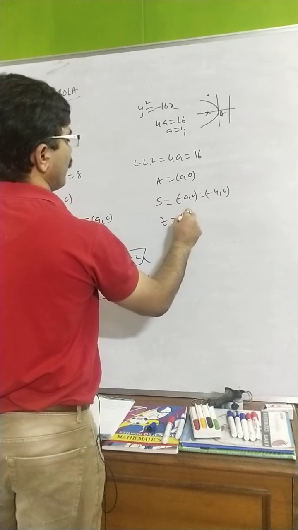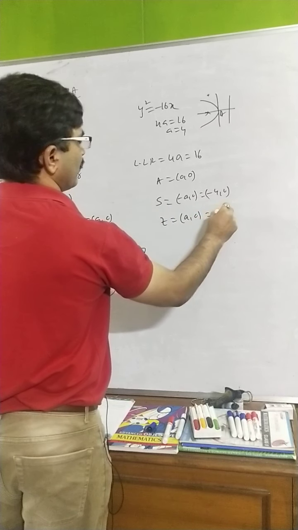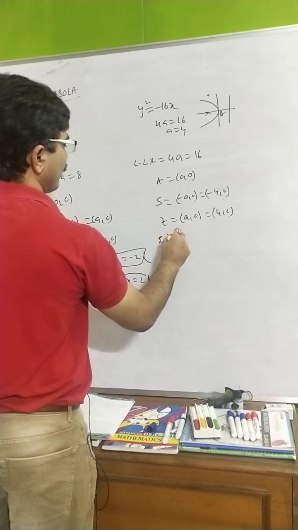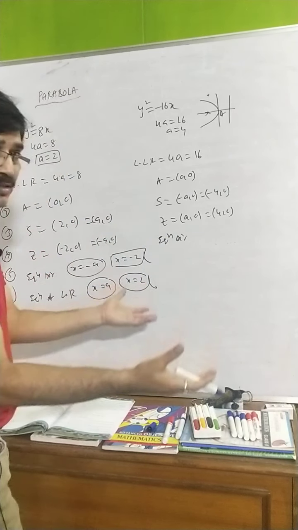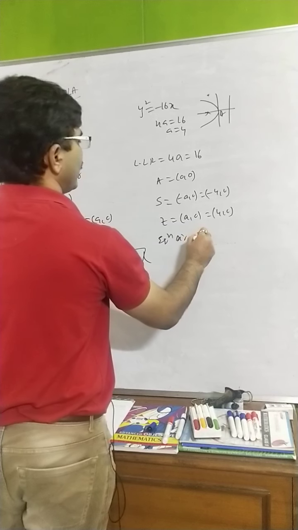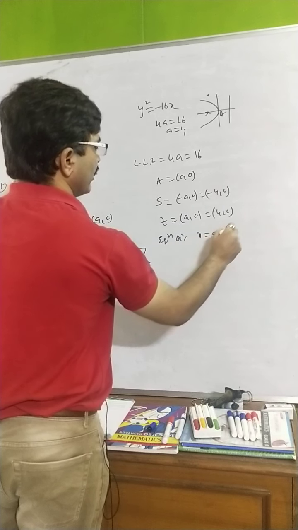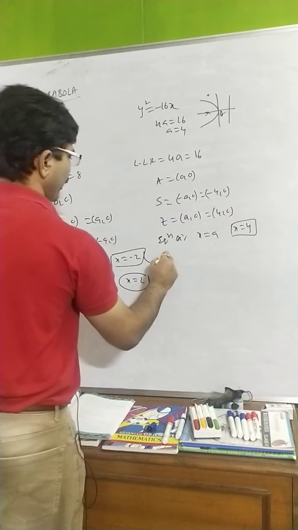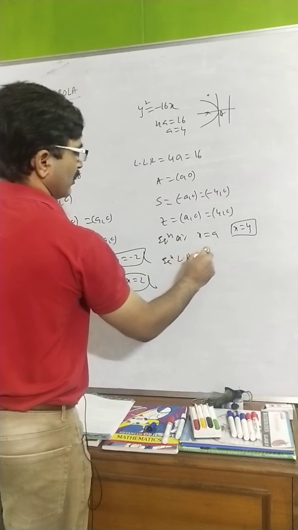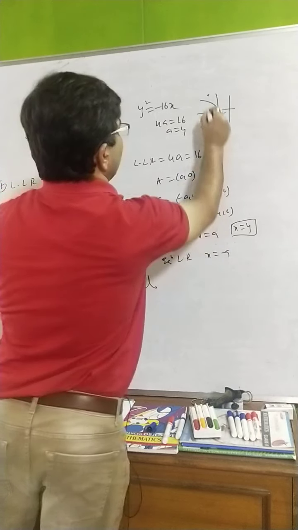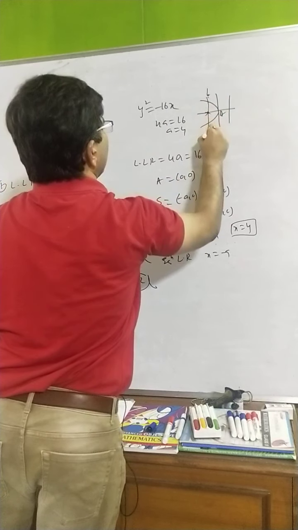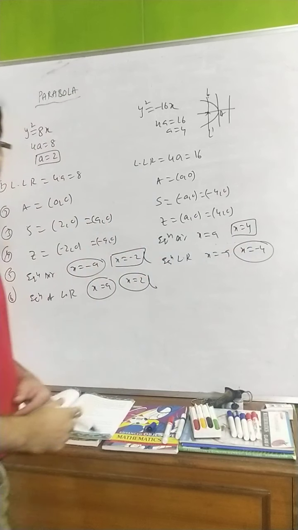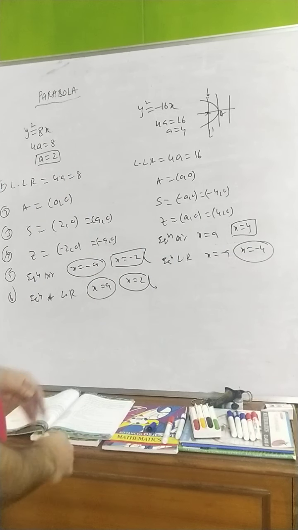Z this time is positive, that is (a, 0), which is (4, 0). Now, the equation of directrix is also very simple. x is equal to a, that is x is equal to 4 is the answer. The equation of latus rectum LL' is x is equal to minus a, so x is equal to minus 4. You can write it in this way.